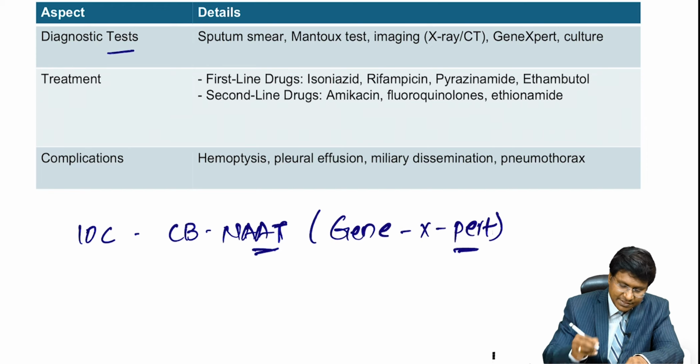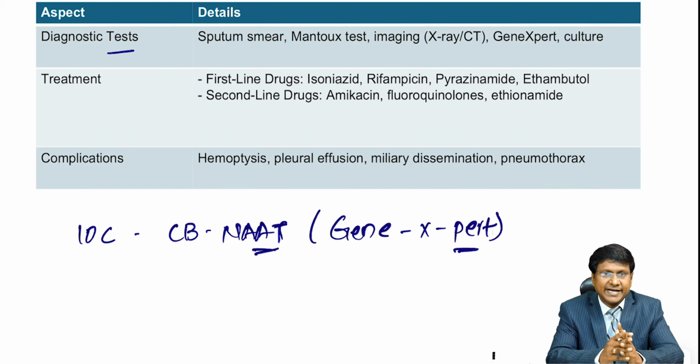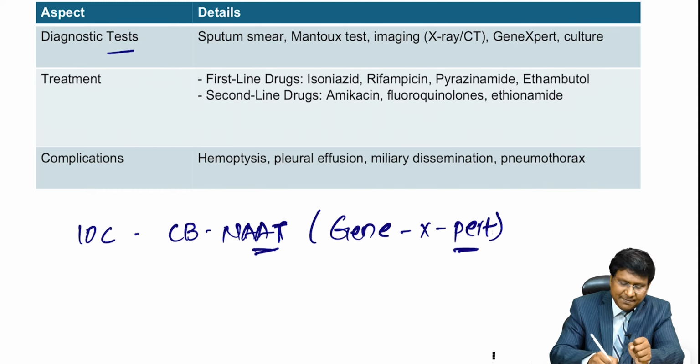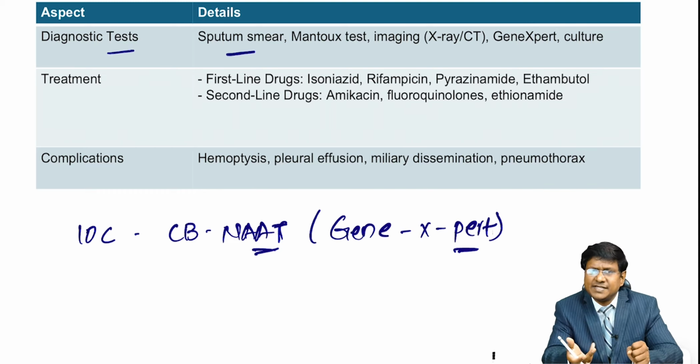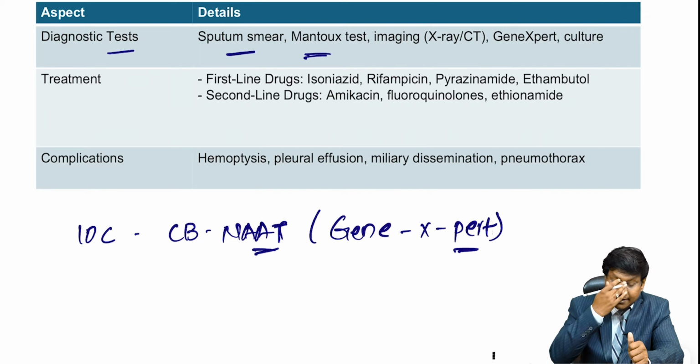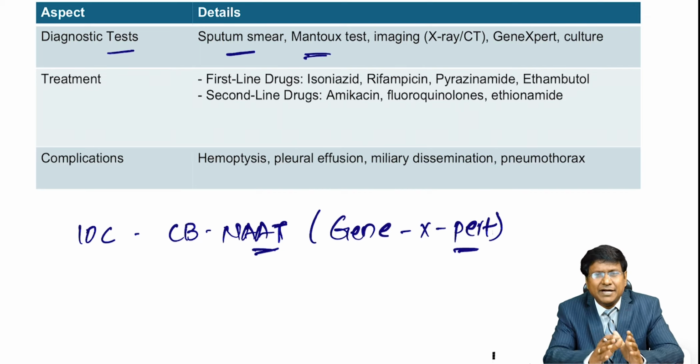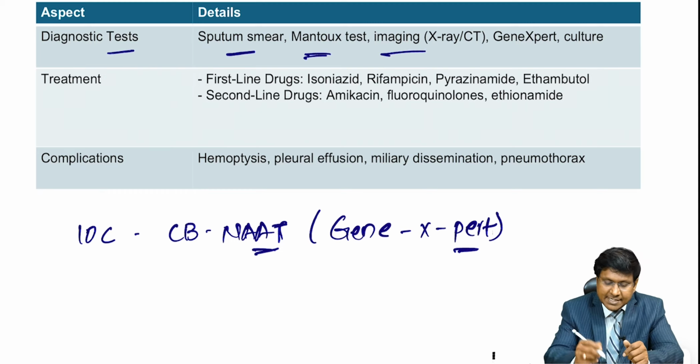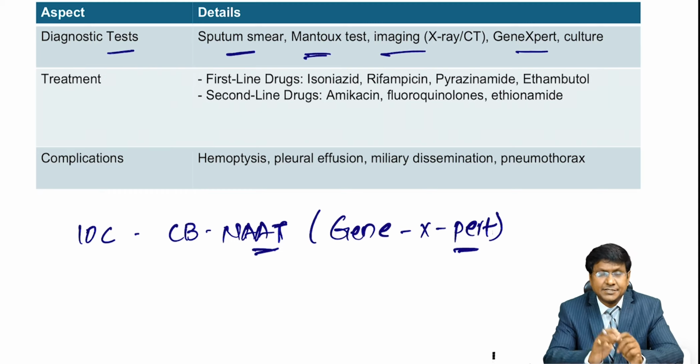So this we call the GeneXpert. These are diagnostic, and that is the investigation of choice. Apart from that, the other investigations include the sputum smear, but this sputum smear does not have good sensitivity and specificity. And next is the Mantoux test. Like the Mantoux test, you have many false positive scenarios where the Mantoux can be positive. Imaging, GeneXpert, and culture.